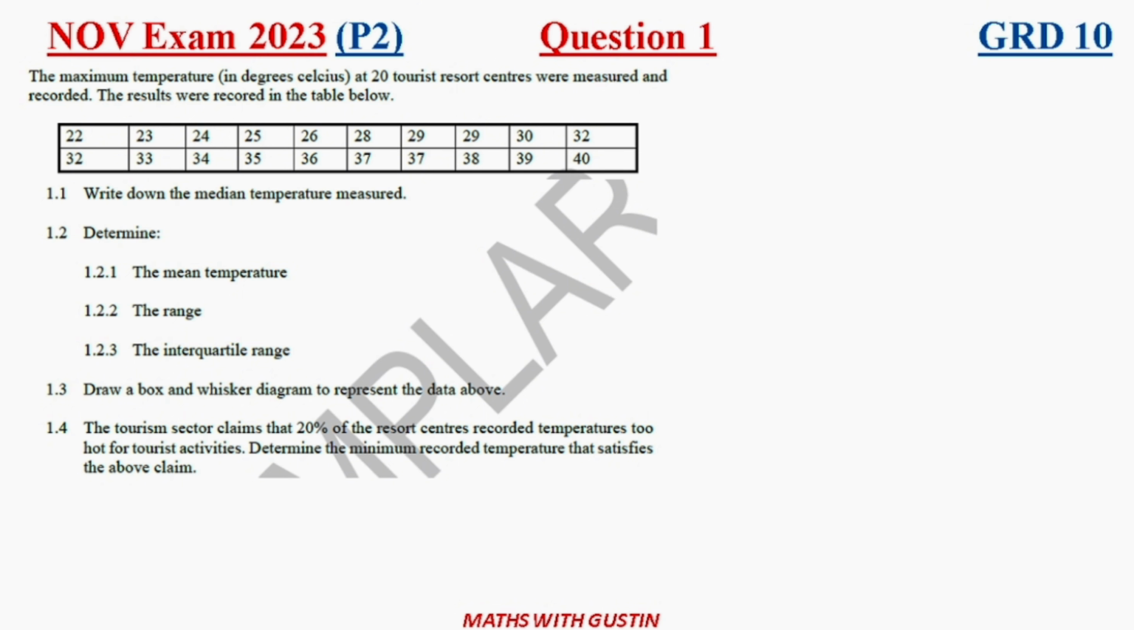If you have been wondering what we are busy with now, we are busy with question number 1, November 2023. If you have been struggling with mean, median, interquartile range, and box and whisker diagram, please watch this video until the end. You won't struggle. I'll try my best to explain as much as I can. So now let's get into this question.